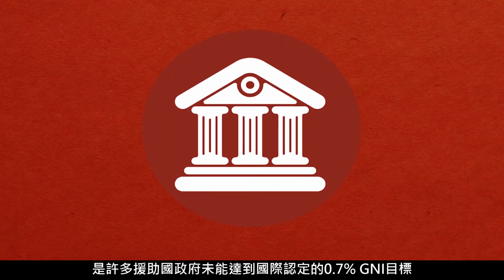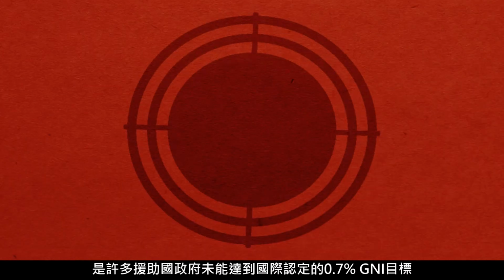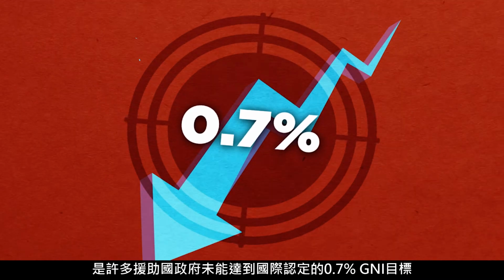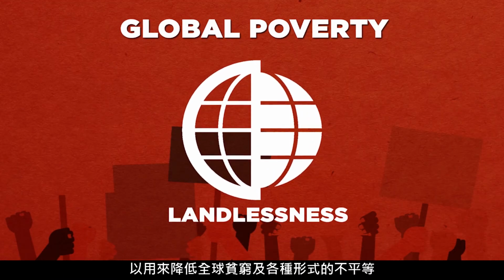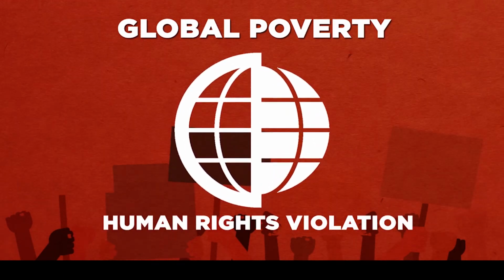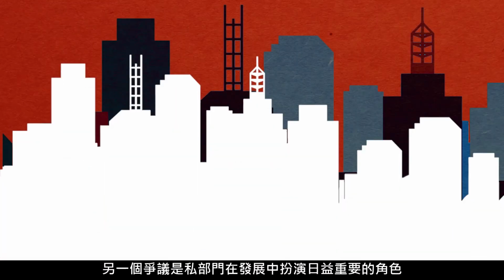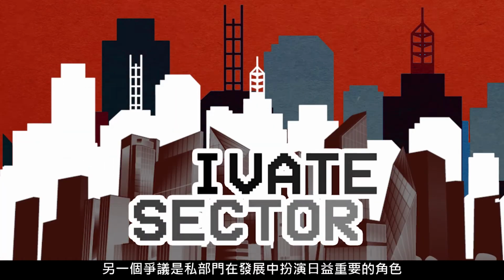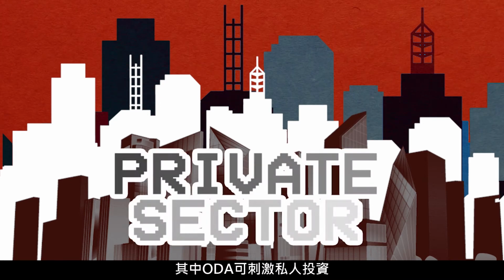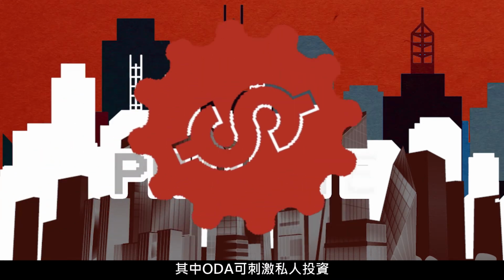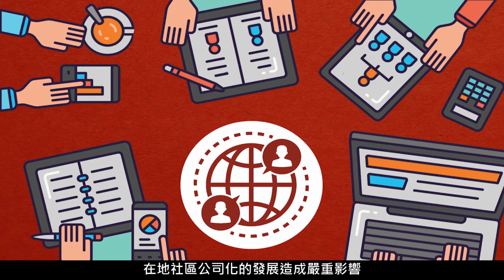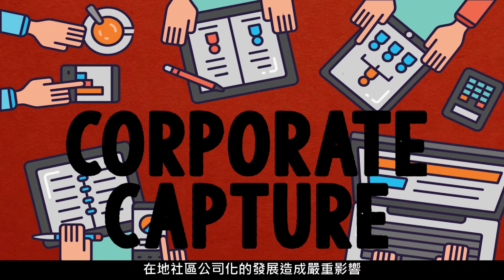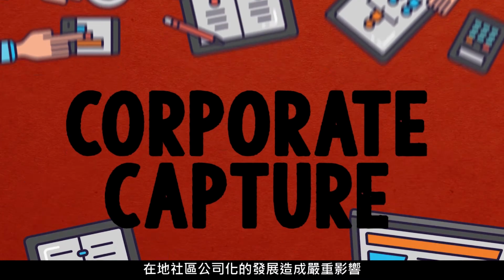One of the major issues within the aid system is the failure of many donor governments in achieving the internationally agreed 0.7% ODA that targets to reduce global poverty and all forms of inequalities. Another contention is the increasing role of the private sector in development, wherein ODA is used to catalyze private investments. But evidence-based research produced by CSOs shows the grave impacts of the corporatization of development in local communities.